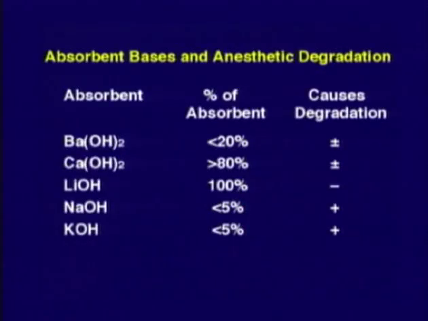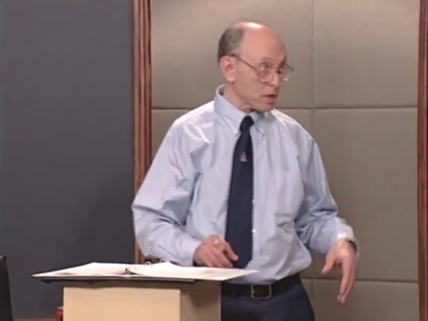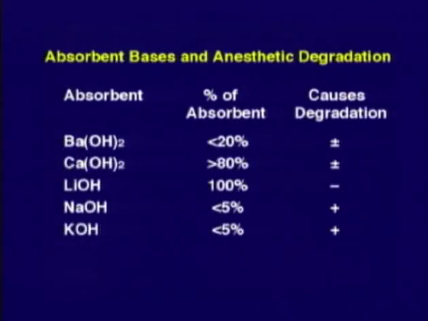But it's the monovalent bases that do most of the degradation, the sodium hydroxide and the potassium hydroxide. So we could eliminate the degradation or markedly reduce it if we got rid of those. And that's what's been done in a new absorbent called Amsorb. Amsorb doesn't contain any sodium hydroxide or potassium hydroxide, and Amsorb does not degrade the anesthetics. It wouldn't do what I showed you in the picture that you saw a moment ago.